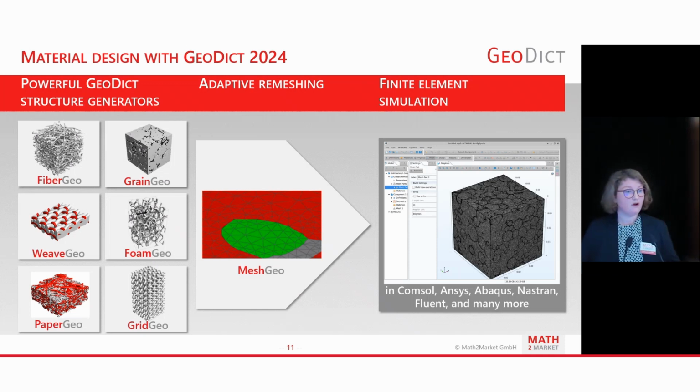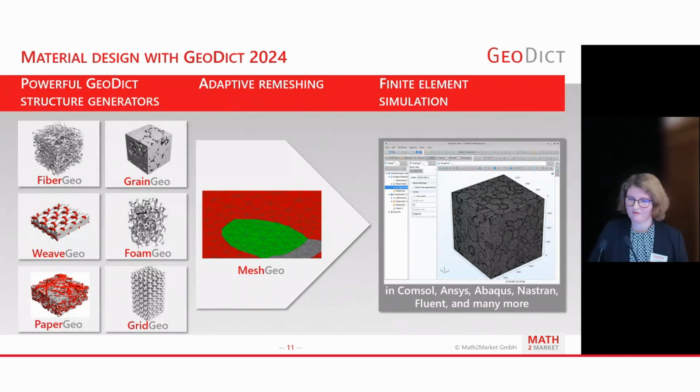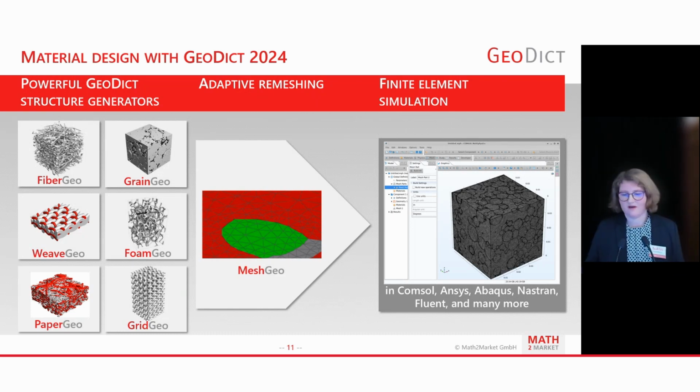So now we go one step down the line from the segmentation to modeling. As you know, in GeoDict, we have very powerful structure generators, and they create models of many materials. And our aim is not to only provide those in GeoDict, but also make them available outside of GeoDict. Sometimes you might want to run a specific simulation which is not available in GeoDict, but want to use one of our geometry models, and then you need to export them, for example, to COMSOL or ANSYS. One way to export such a geometry is making a surface mesh.